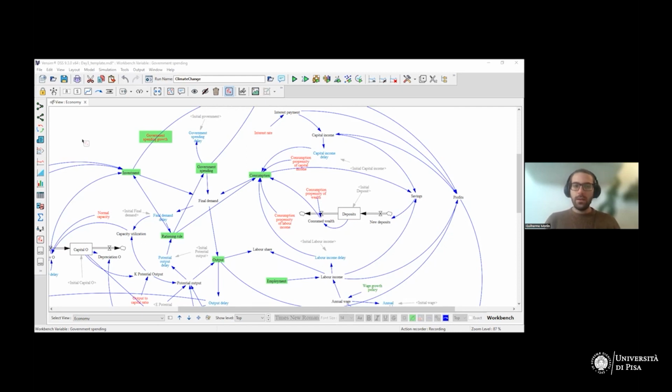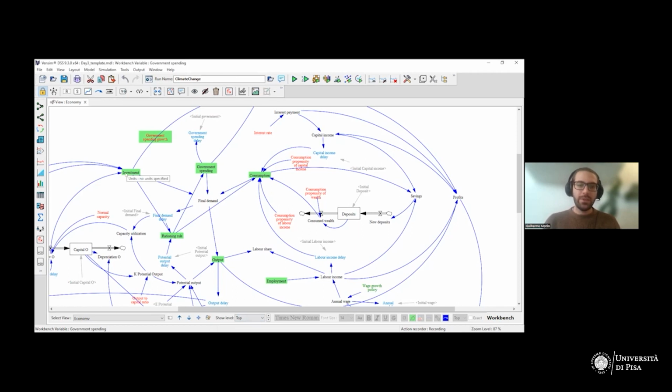And then, okay, also good practice from a modeling point of view is to save your model because Vensim can be unstable sometimes. Then what we can do now is to think about economic growth, right? So we have components of demand working here.